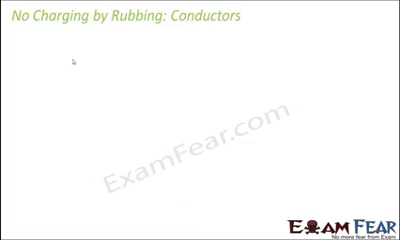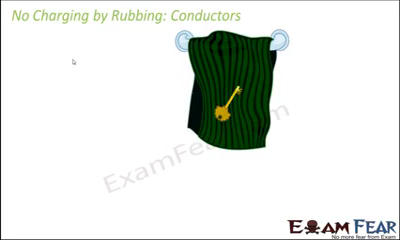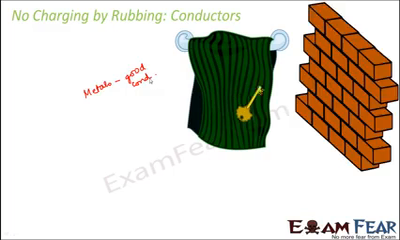Now that is what we are going to discuss now: no charging by rubbing in case of conductors. So here take a towel and a metal key. The key is made up of metal, and metals are good conductors, right? So metals are good conductors, so they allow charges to flow through them. Now you take this key and you rub it on the towel.